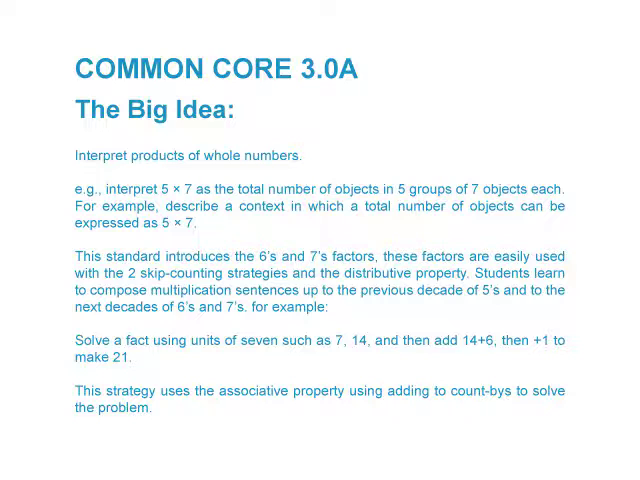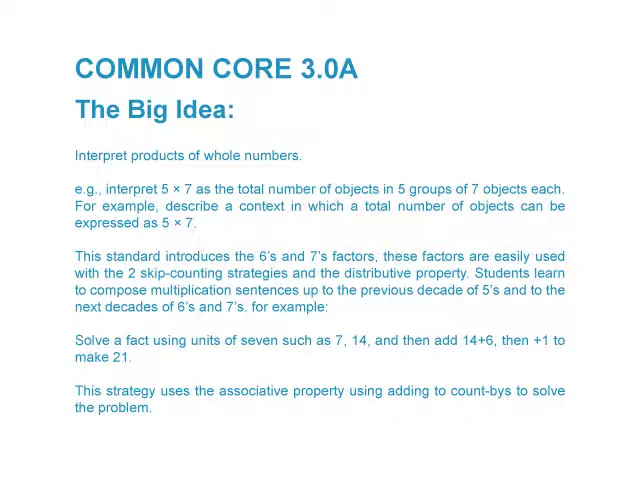The big idea for the Common Core Math 3.OA: interpret products of whole numbers. Example: interpret 5 times 7 as the total number of objects in 5 groups of 7 objects each. For example, describe a context in which a total number of objects can be expressed as 5 times 7. This standard introduces the 6s and 7s factors.